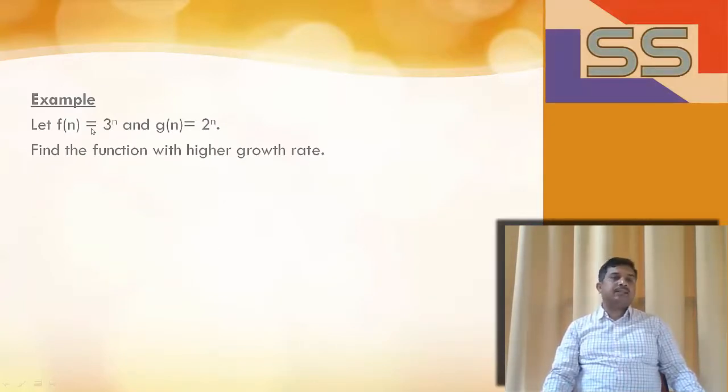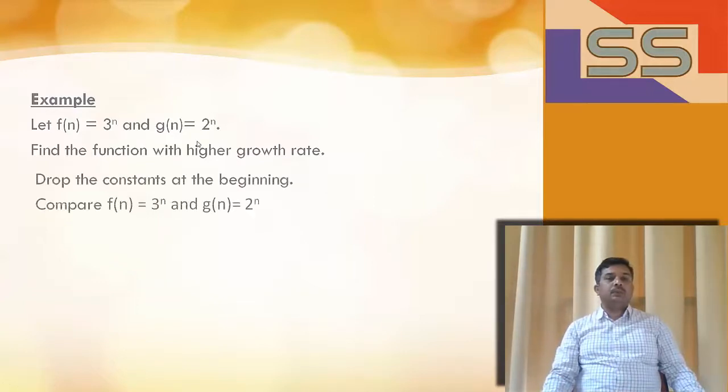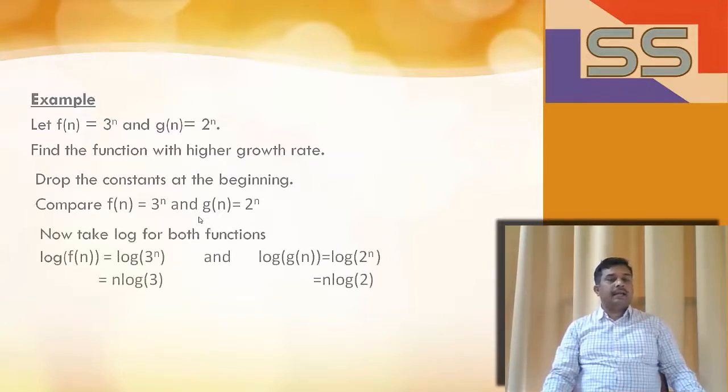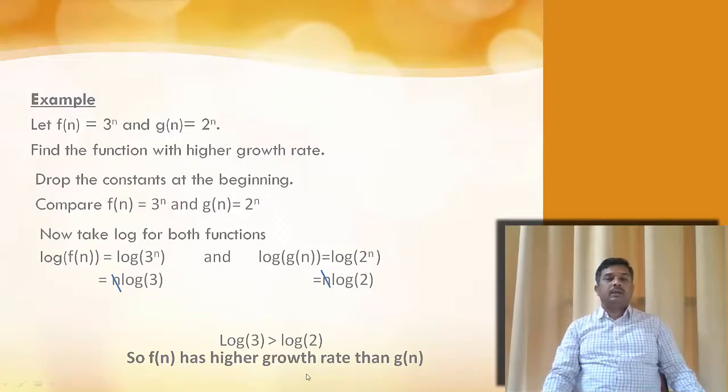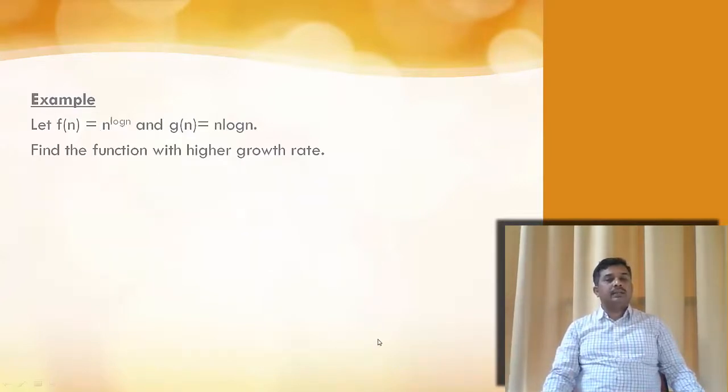Let us take one more example. fn equal to 3 to the power n, gn equal to 2 to the power n. We need to drop the constant at the beginning. So there are no constants. So fn and gn as it is we want to compare. Take log both sides. Log fn becomes n log 3 and log gn becomes n log 2. If you cancel n from both sides, we need to compare log 3 and log 2. Obviously log 3 is greater than log 2. That's why fn is having higher growth rate than gn.